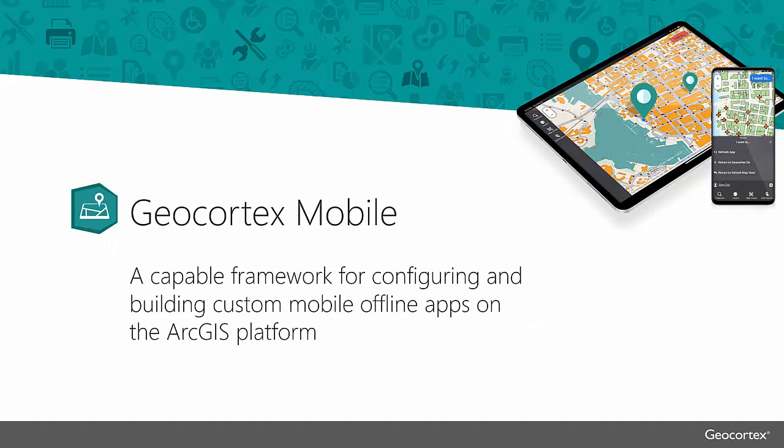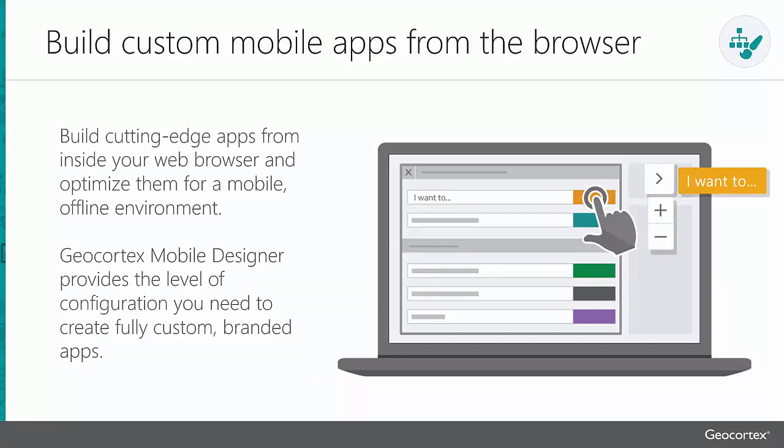I'm going to talk about it in the context of GeoCortex Mobile. So our goal with mobile is to make it the most capable framework for configuring and building custom mobile offline apps on the ArcGIS platform. So we do this through a configuration framework. So you can build these custom apps right in your browser. So we're going to take a look at this, obviously, to see what it looks like. But right in your browser, you can build and optimize a mobile application that goes offline. So you get the level of configuration you need, fully custom branded apps without writing any code, not a line of code.